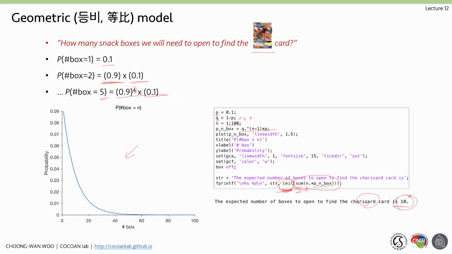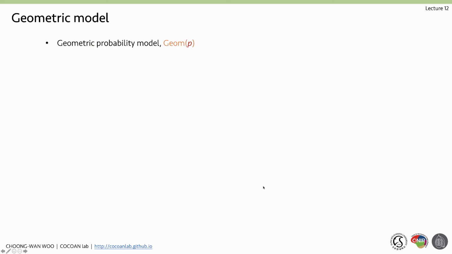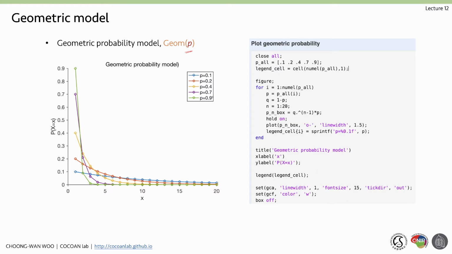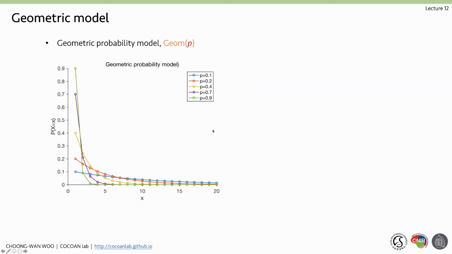But how can I get this? There's a model for that. So this we call the geometric probability model. The P is the success rate, and depending on the success rate, the probability density function looks quite different. So I made this plot using this code. If you have MATLAB on your laptop or computer, you can actually try to run this. But it is not important to know how I ran this, the important thing is the concept.